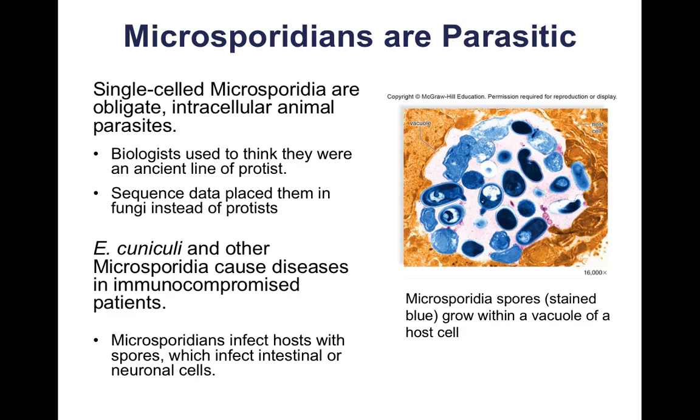And what these fungi do is they infect a host with spores. And so here is a picture of a host cell. This is a vacuole of a host cell, and these are the microsporidial spores growing within the vacuole. Okay, so they can grow in there, and then they can affect metabolism and other things and make people very, very sick.